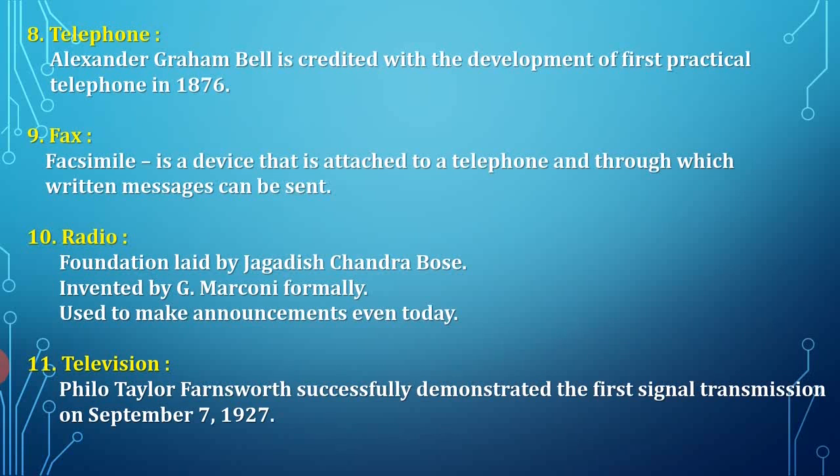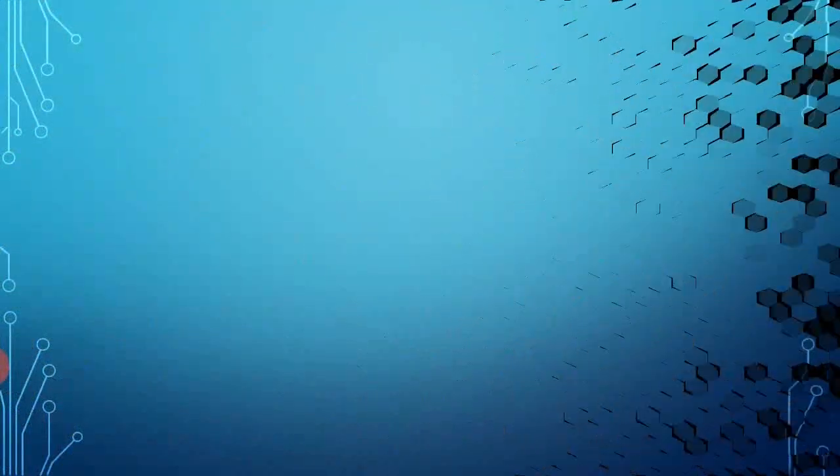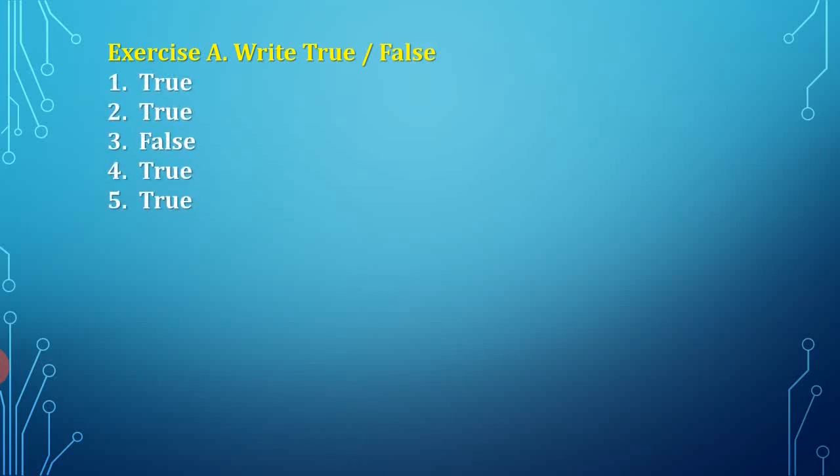Now let us come to the book exercises, that is exercise A, true and false. Here I am giving you the answers of exercise A, children, but you need to write down the full sentence along with the answers. Next, exercise B is filling the blanks. Answers are given over here. Please write down the full sentence of fill in the blanks.